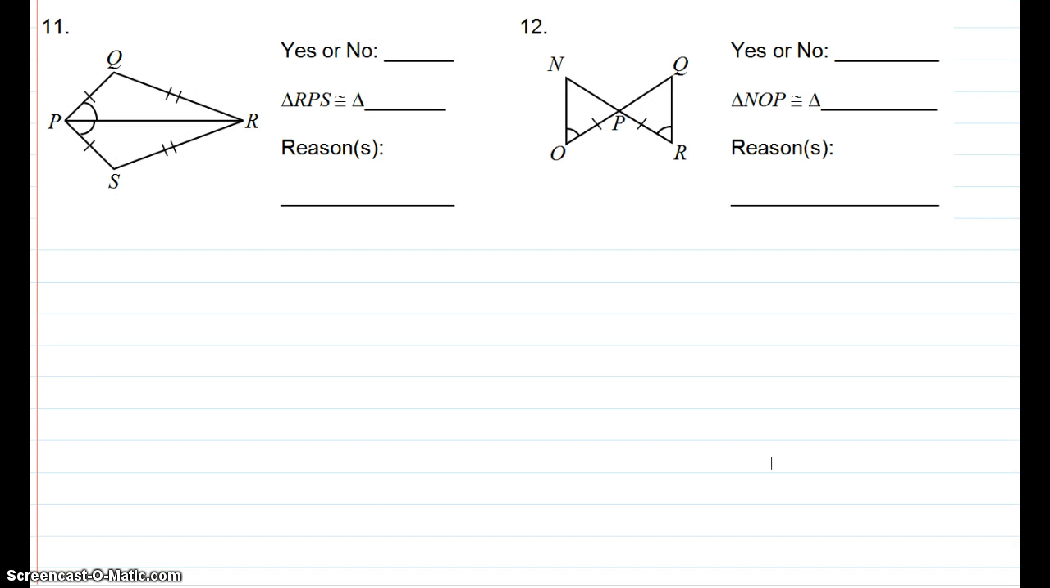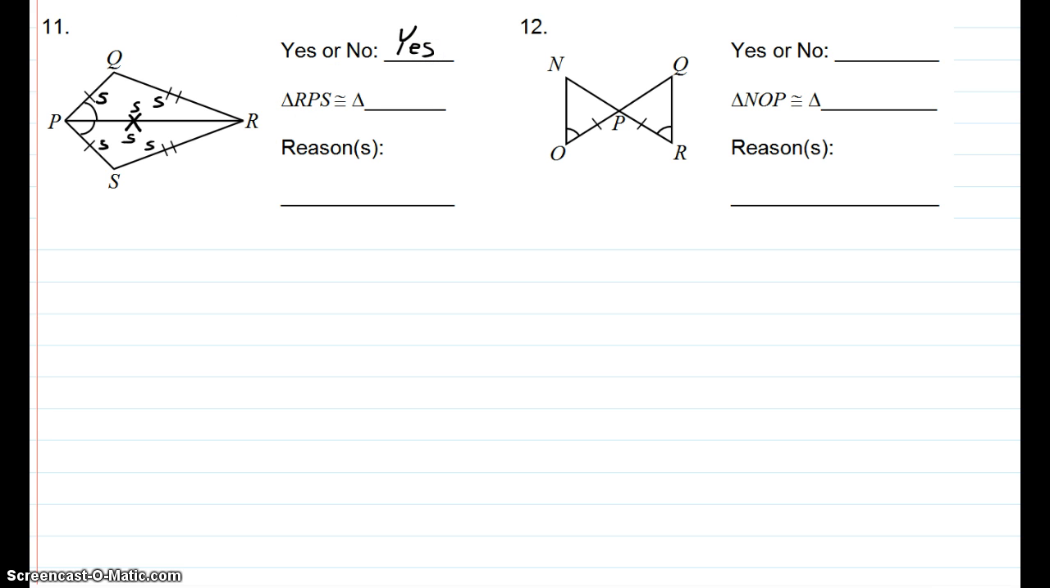Alright, let's look at number 11. So as we look at these two triangles, again, they're sharing a side. So we'll mark it with an X. And so as we look at these two triangles, the top triangle has a side, side, side. The bottom triangle has the same congruent marks, side, side, side. So these two triangles are congruent.